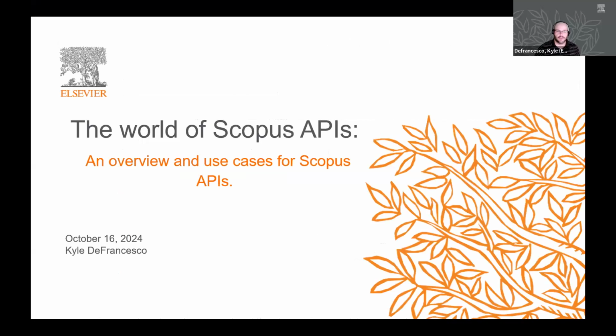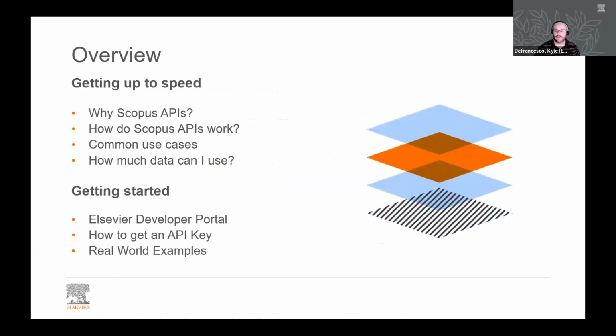Okay. So as we said, I'm going to be jumping over to the Scopus side of things. What I'm going to cover today is, why Scopus APIs? Why use them? How do Scopus APIs work? What are some of the common API use cases? I know Dr. Hasan showed a little bit. I will also show some additional ones, including some real-world examples at the end.